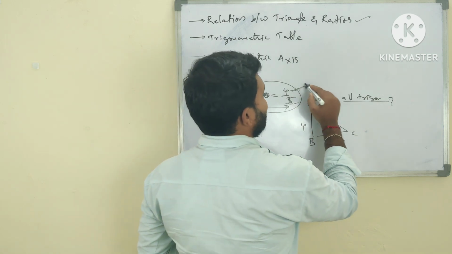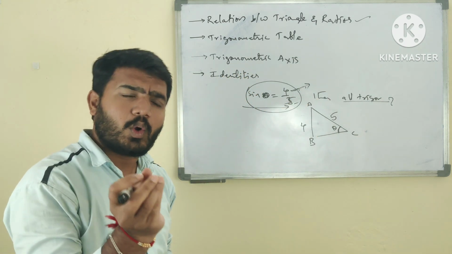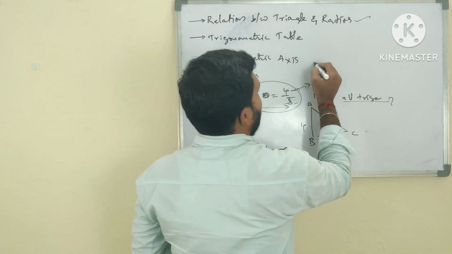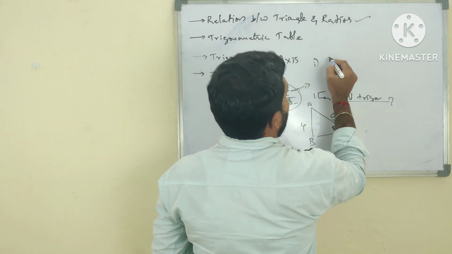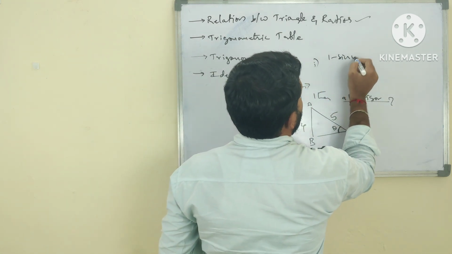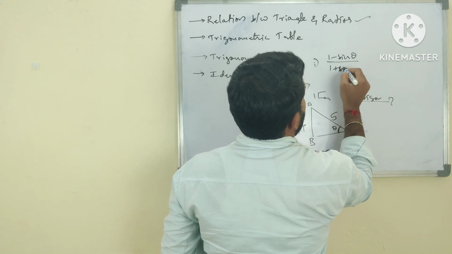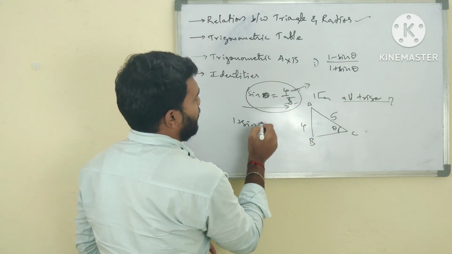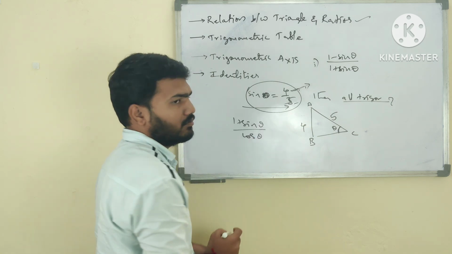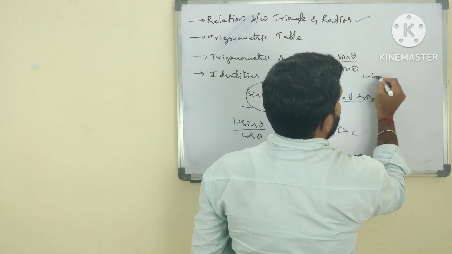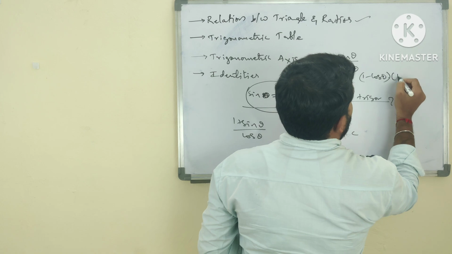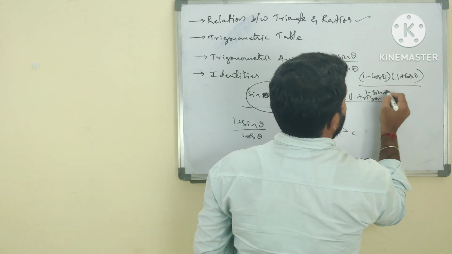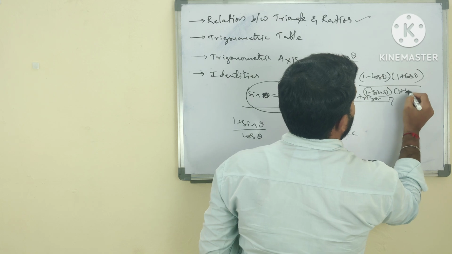Right, second question, same like this, giving some combination of trigonometric ratios and asking to simplify. Like the question is simplify 1 minus sin theta by 1 plus sin theta, or 1 plus sin theta by cos theta, or else 1 minus cos theta into 1 plus cos theta by 1 minus sin theta into 1 plus sin theta.